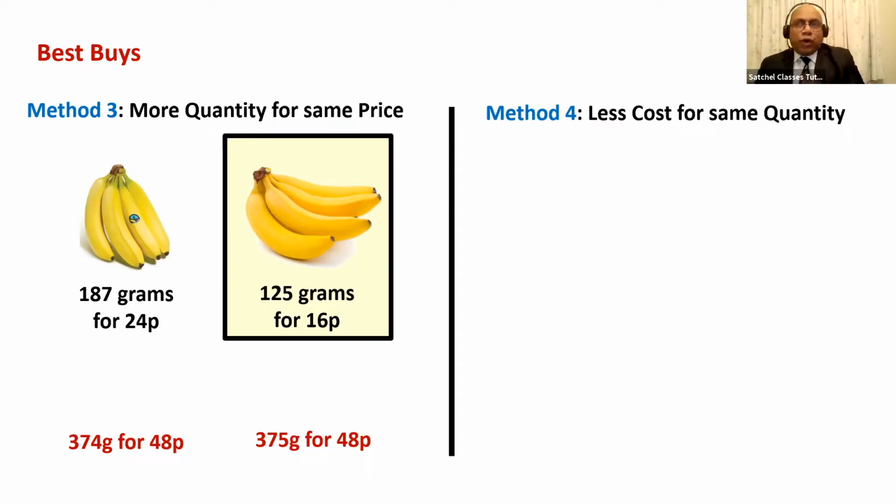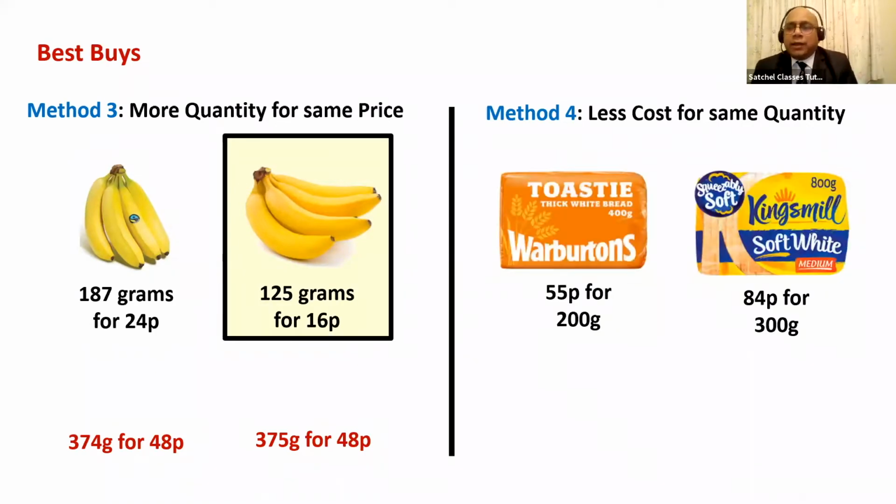Likewise, you can have a common quantity, okay, on the basis of which you can compare and try to find out the better deal based on which one you'll end up paying less for. For example, out of the two breads that you have, which one is a better deal? 55p for 200 grams or 84p for 300 grams? Once again, the calculation will be next to impossible if there was no calculator involved. So what we'll do is we'll have a common quantity for both. So as you can see, 200 grams and 300 grams, the LCM is 600 grams. So let's compare on the basis of 600 grams.